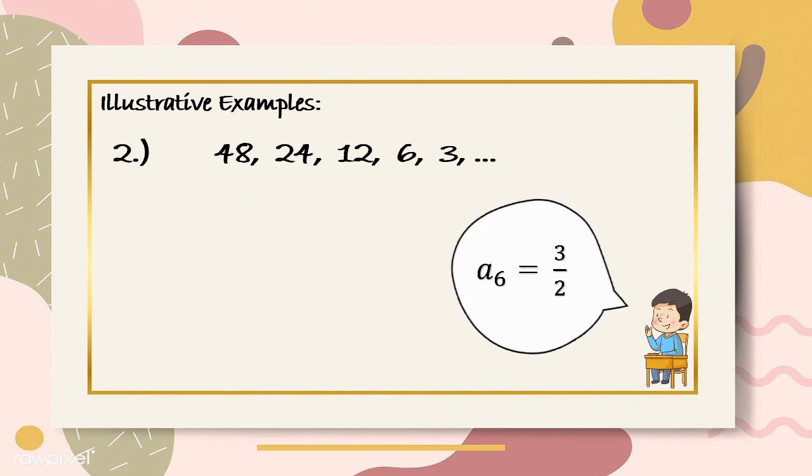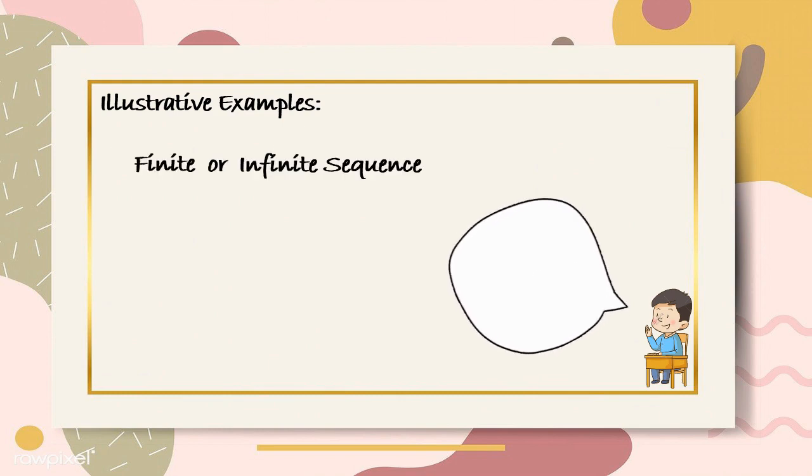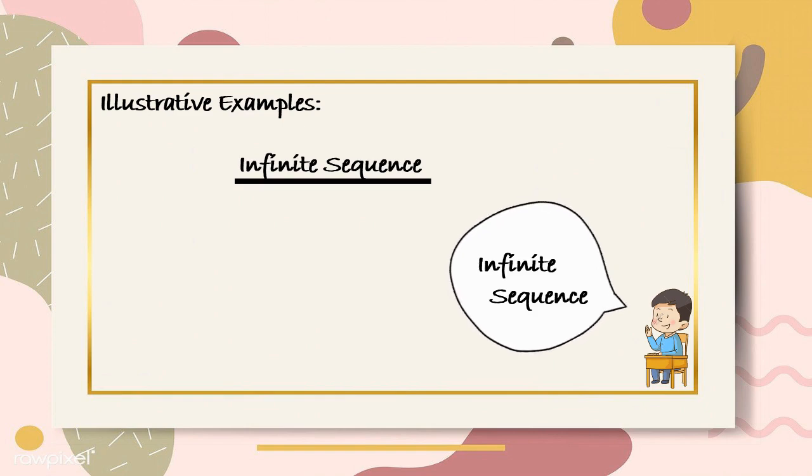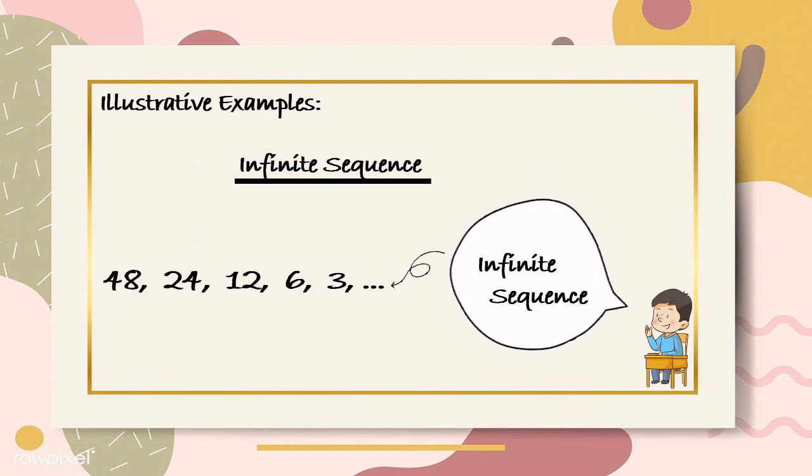3 halves. Very good. Is it a finite or an infinite sequence? An infinite sequence. That is correct. 48, 24, 12, 6, 3, and so on. The 3 dots or ellipses in the sequence tells us that the sequence continues infinitely.